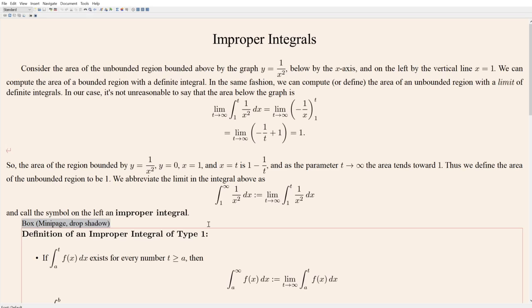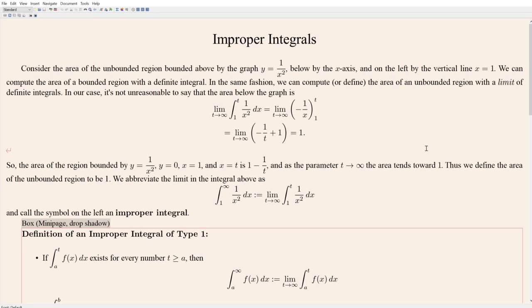So our last integration-related topic of the semester concerns so-called improper integrals. When we were looking at finding the area of some planar region, the region is always bounded. It's always finite. It's bounded by some collection of curves. So we consider now the question of finding the area of an unbounded region, a region which is infinite.